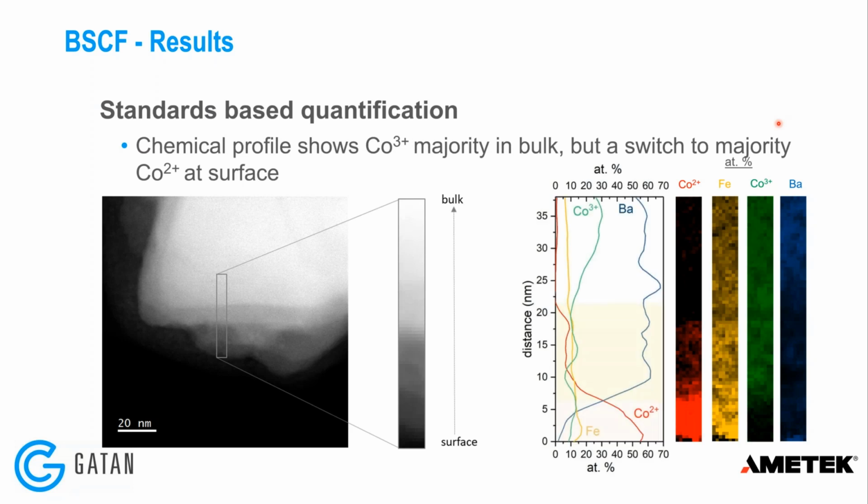So what does this show for this material? This has allowed us to get chemical profiles for all of these signals. The results are showing us that there's cobalt 3+ majority in the bulk, but there's a switch to majority cobalt 2+ at the surface layer here. You can see this profile increase and this one decrease. So that's pretty key here.